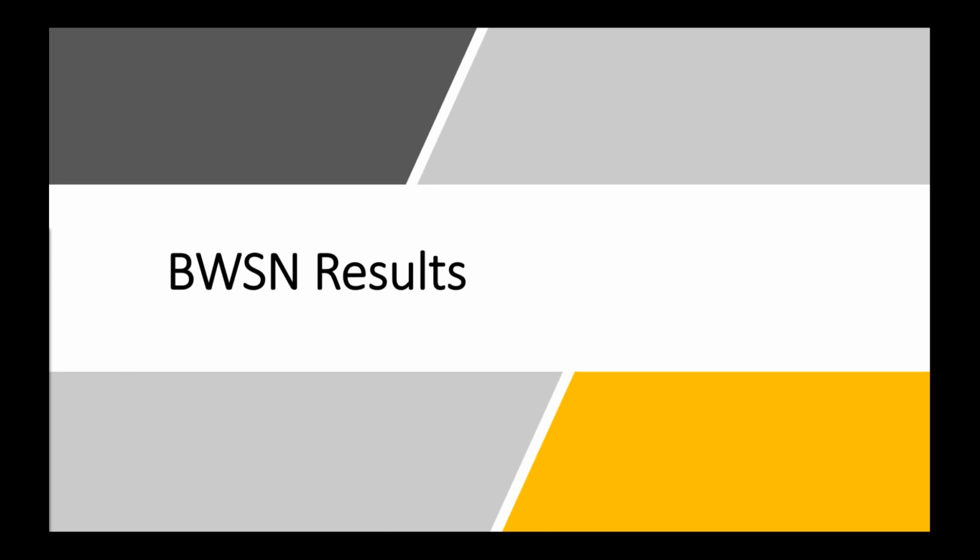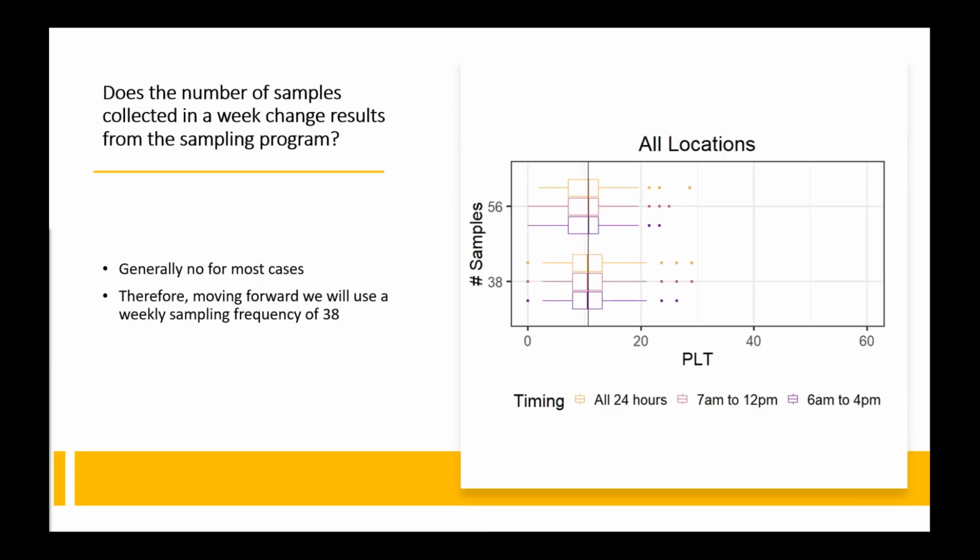Now I'm going to finally get into some results. First we'll go through the BWSN Battle of the Water Sensor Networks, Network 2. In the next slides, I'm going to ask some questions and then answer them. The first question I asked is, does the number of samples collected in a week change the results from the sampling program significantly?